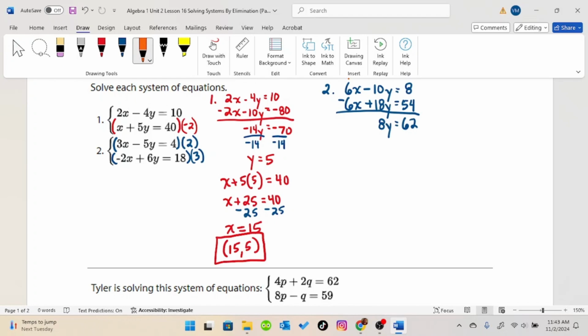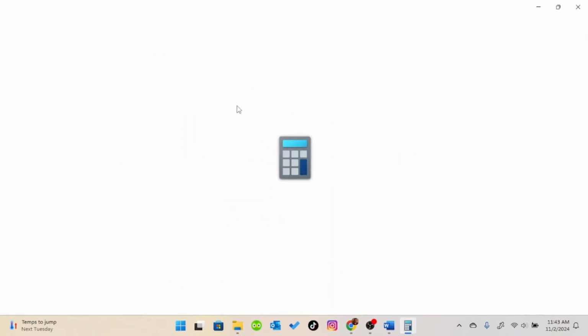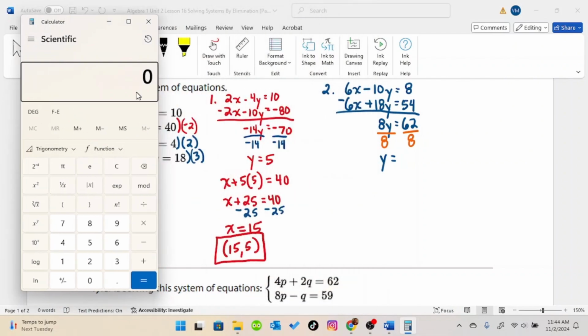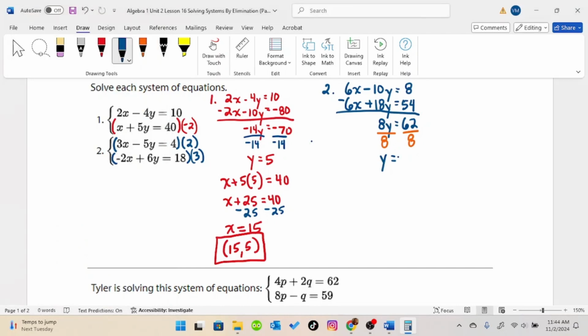The opposite of multiplying by 8 is to divide by 8. So we're going to divide both sides by 8. 8 divided by 8 is 1. So we just have y. And then 62 divided by 8 is 7.75.